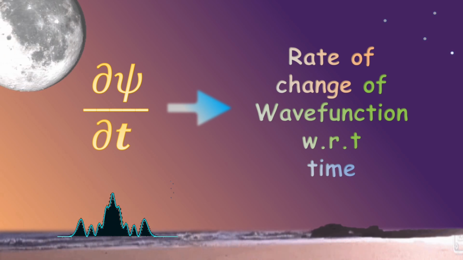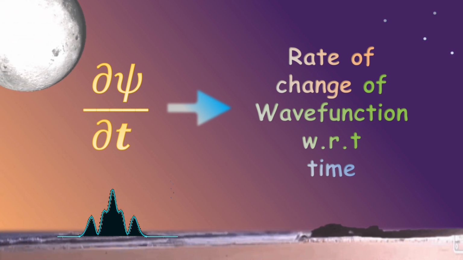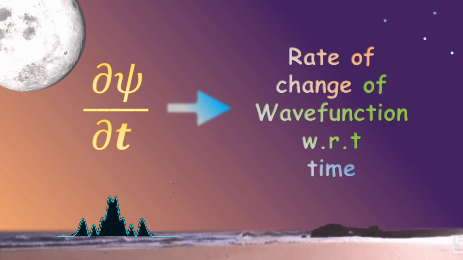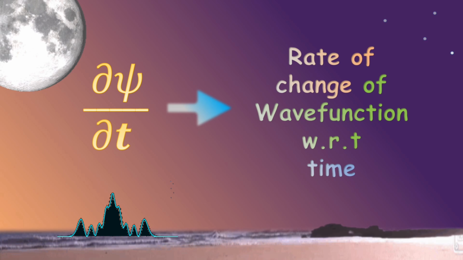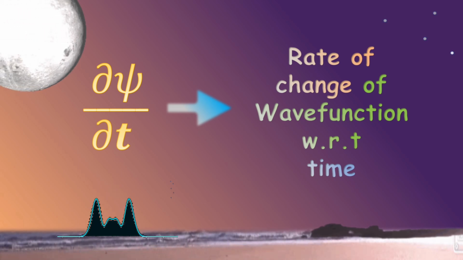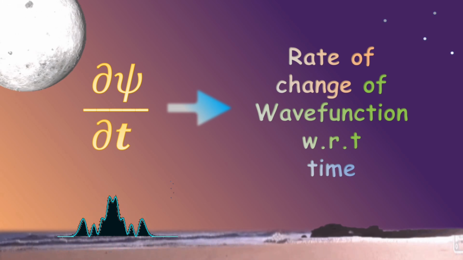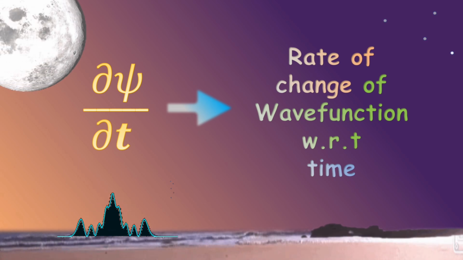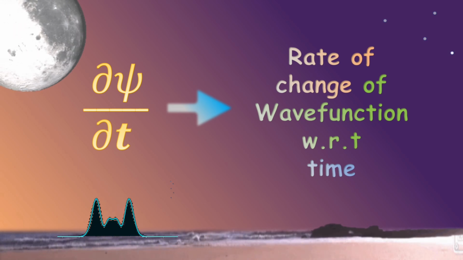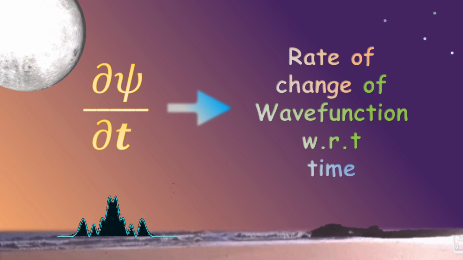Is this much clearer? So imagine that you take a photo of the wave function. Now imagine after some time you take another picture of the wave function. Now imagine you are taking a series of pictures of the wave function. At what rate does one picture change with respect to another as time passes? That is what this term means.